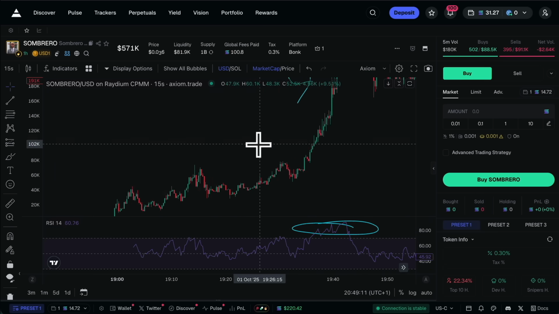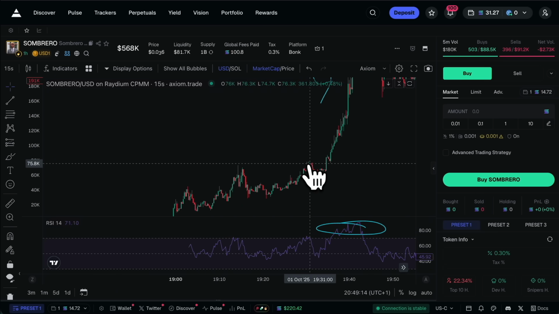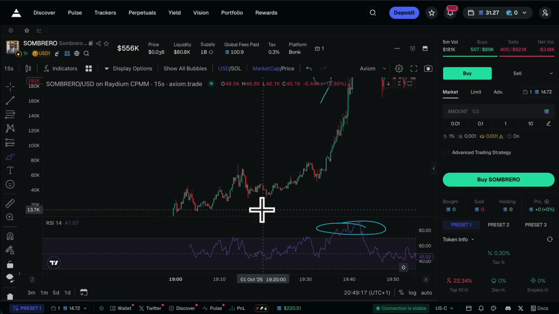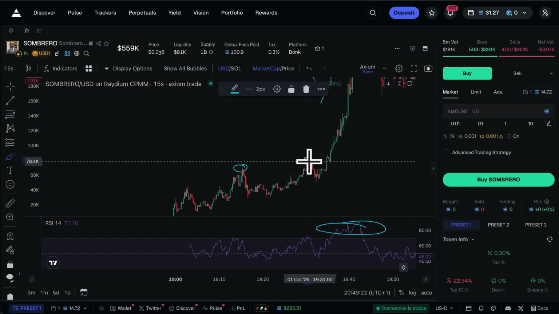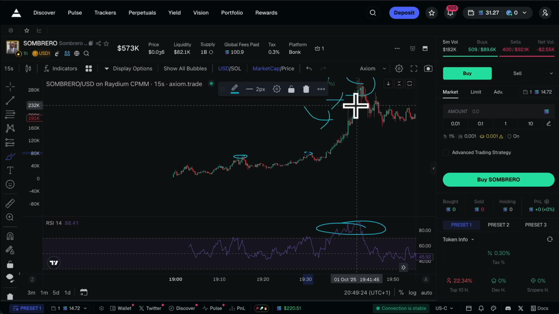And if you actually zoom into this chart, you'll see that it did line up with some local tops here. So we've got a few here. You've got this one here, a smaller one here, a smaller one here, and then we saw a major top here. But notice how it gave you a very early indicator.